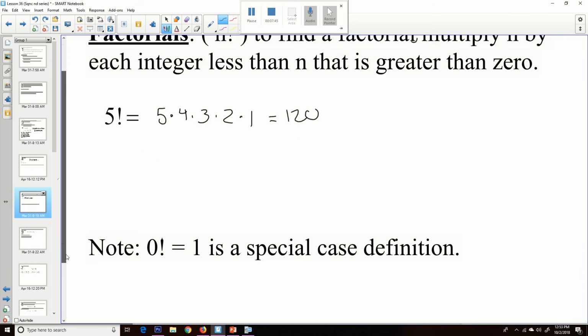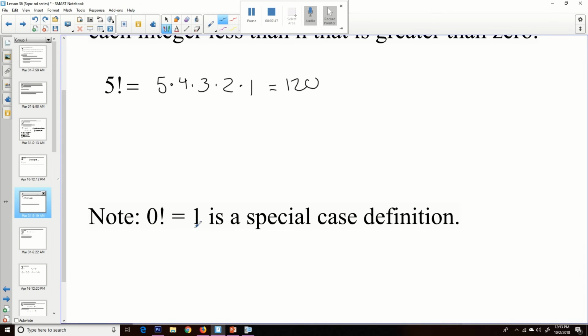Please note that 0 factorial is a special case definition. 0 factorial is 1, and it's kind of important that it works that way, because if it doesn't, a lot of things that we're going to talk about in probability later on kind of fall apart. So it's a special case.